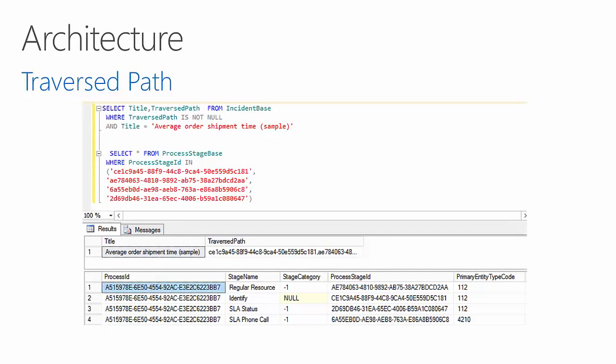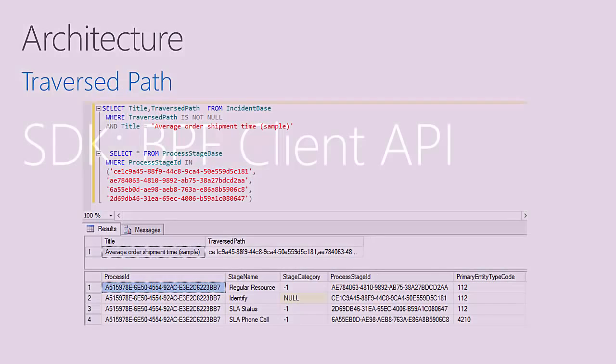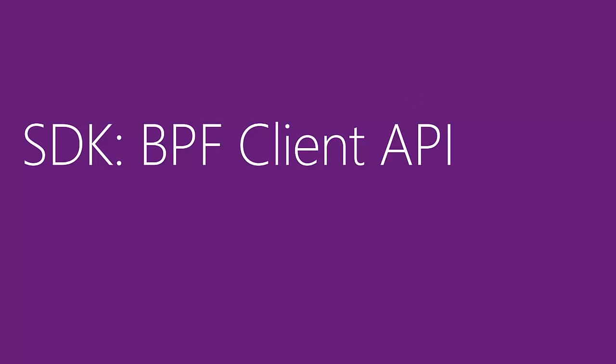This is how CRM keeps track of which stage a record is on. Now, changing between processes changes the traversed path. Once you change a process, coming back to the original process will start that path over again. With Microsoft Dynamics CRM 2015, there is a client-side object you can use to interact with business process flows in your scripts. We'll now take a look at the new SDK functionality around business process flows.